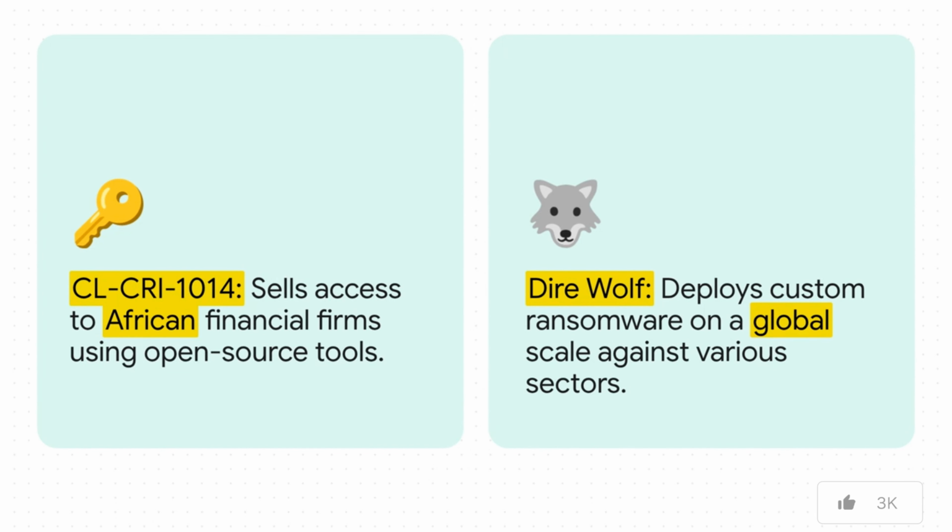And the threat landscape is just incredibly diverse right now. At the exact same time our access brokers are operating in Africa, a totally different group called Direwolf has popped up on the global stage. But where CLCRI-1104 uses open source tools to sell access, Direwolf has a completely different goal, deploying its own custom-built ransomware. It just shows you how many different criminal business models are running at the same time.